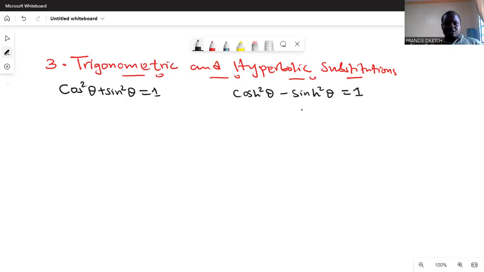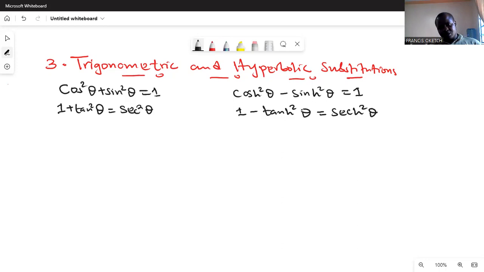Another one is 1 plus tan squared theta should give us sec squared theta. That is another trigonometric identity. When it comes to hyperbolic, we'll have 1 minus tanh squared theta is equal to sech squared theta.